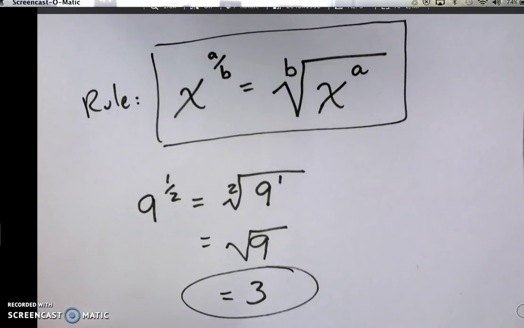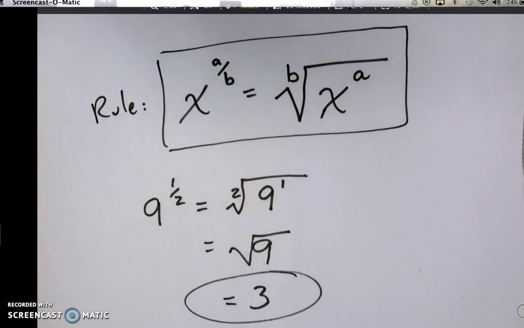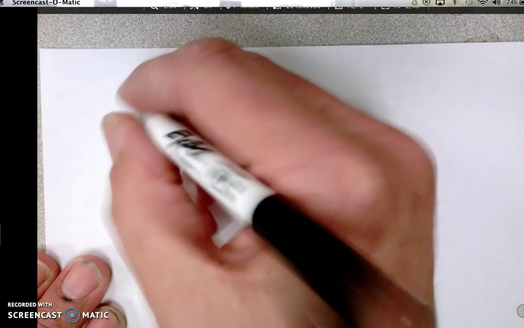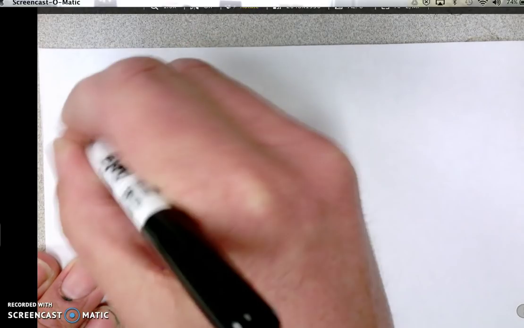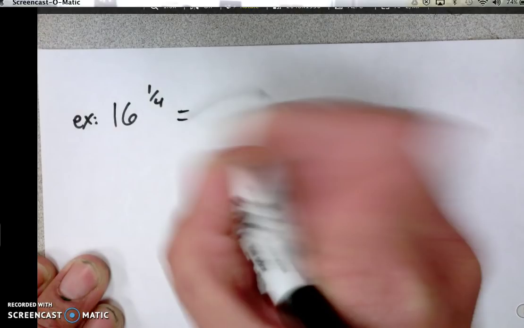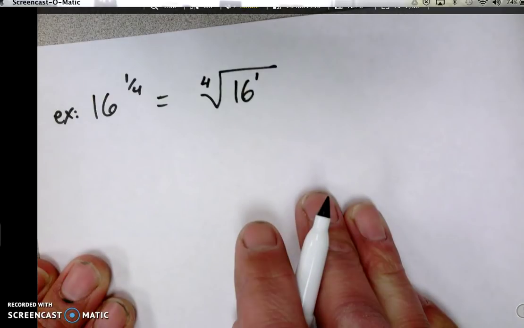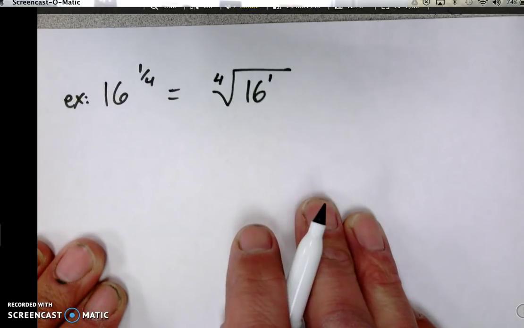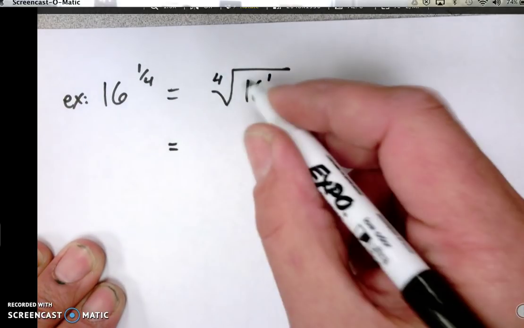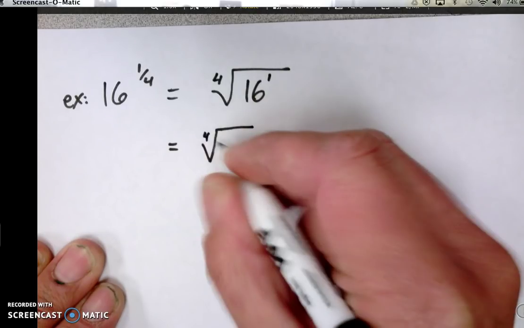All right, and now let's go through some of the more tough examples, because I know you're already familiar with square roots. What are you doing with the third root or fourth root? So let's try 16 to the 1/4, for example. 16 to the 1/4, by definition, becomes the fourth root of 16 to the 1. And 16 to the 1 is just 16, so you take the fourth root of 16.